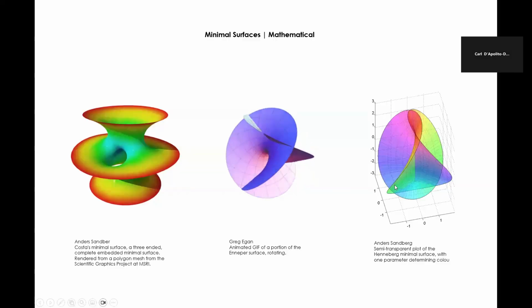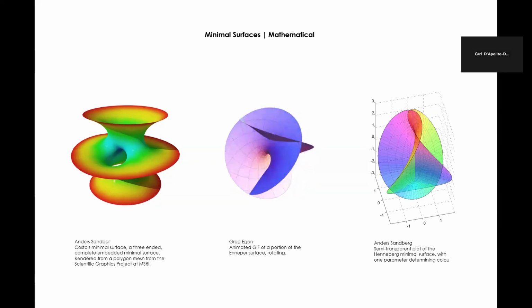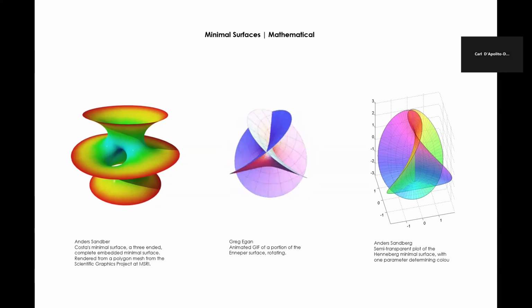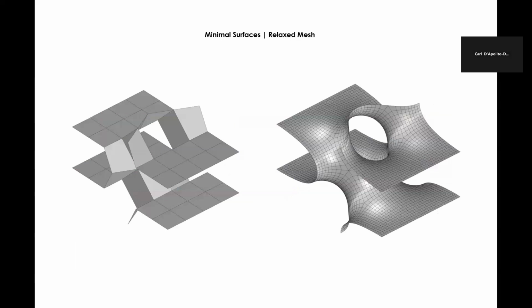There are several different ways of building these. And really, there are two main ones. One is to use an equation, a parametric equation or an implicit equation that defines a mathematical object that has been studied and discovered. And the other way is to relax a mesh.